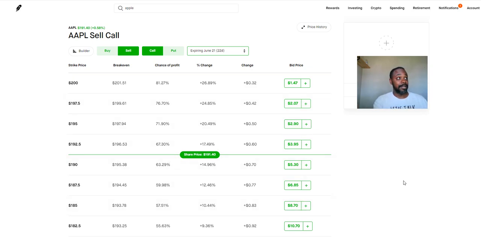So again, there are so many different ways you can make money off options. I do it all the time, so I don't have to put forth so much capital. It's just an easier way to control your capital.